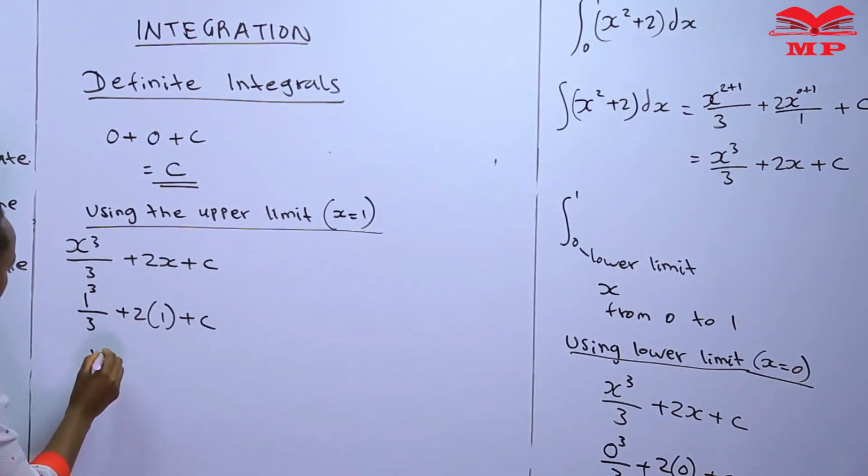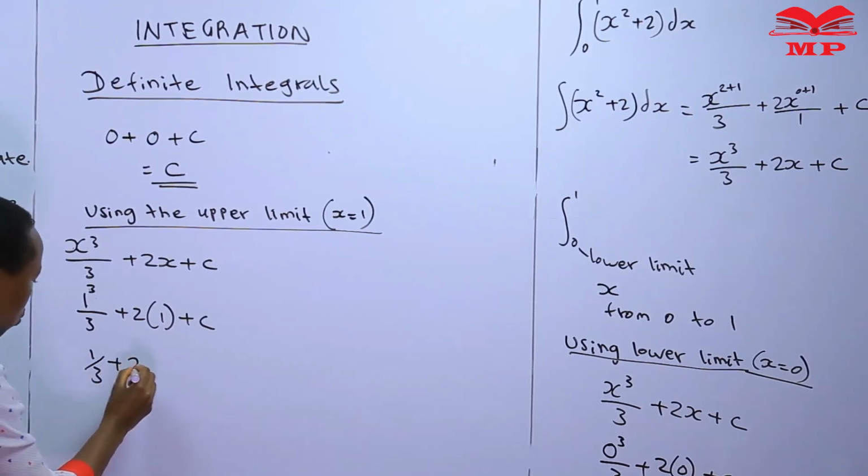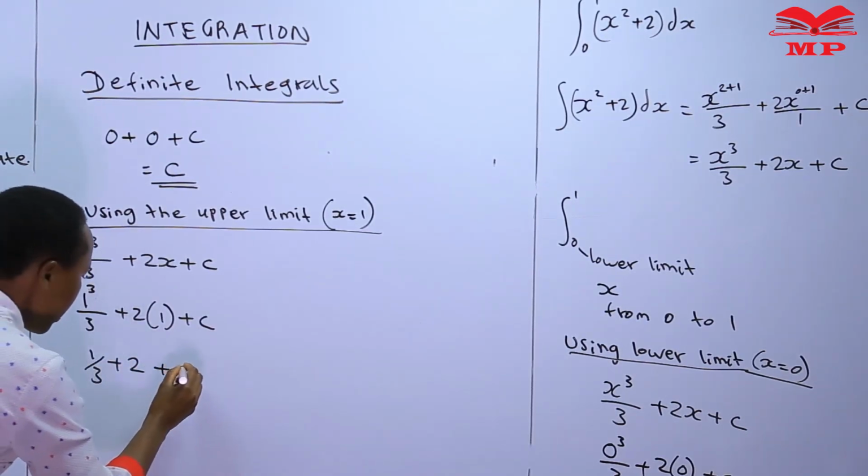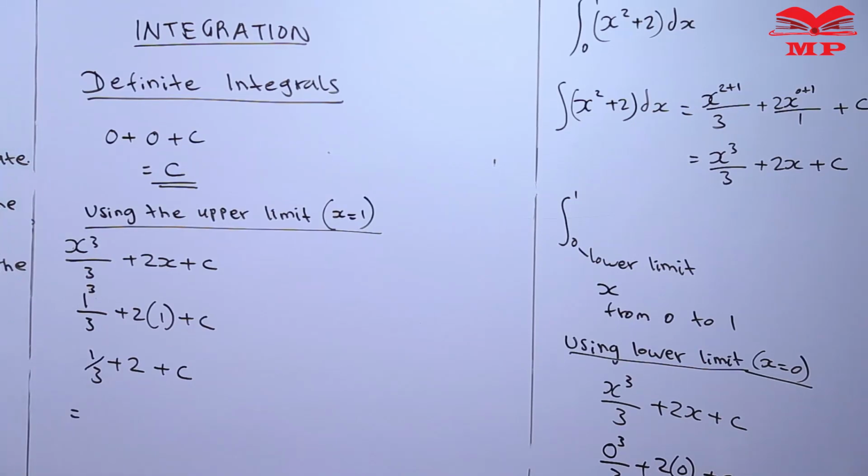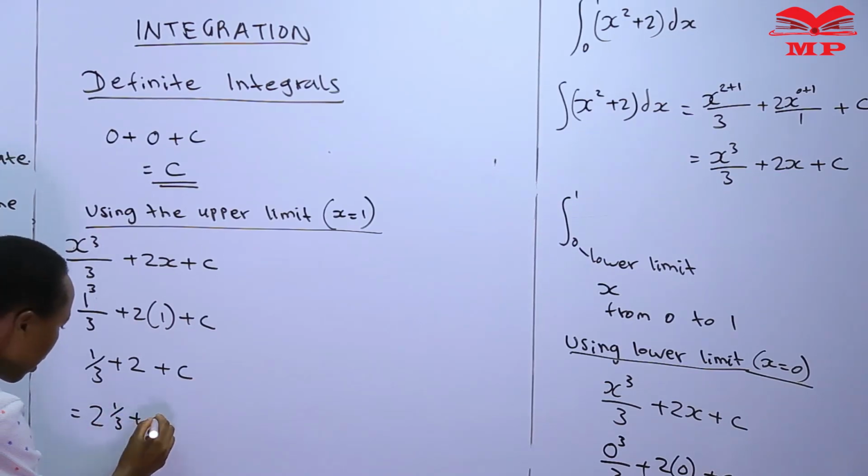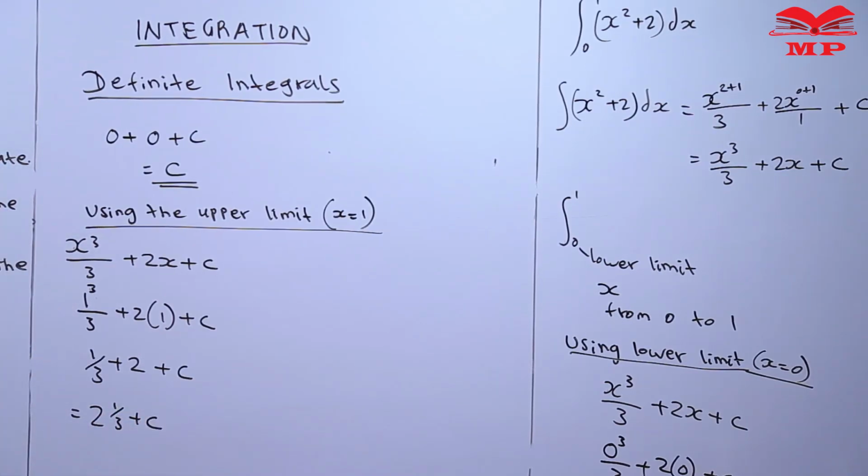So this becomes 1 over 3 plus 2, then plus c. So in our case here, we have 1 over 3 plus 2. That will be 2 and 1 over 3, then plus c. So that's what we have using the upper limit.